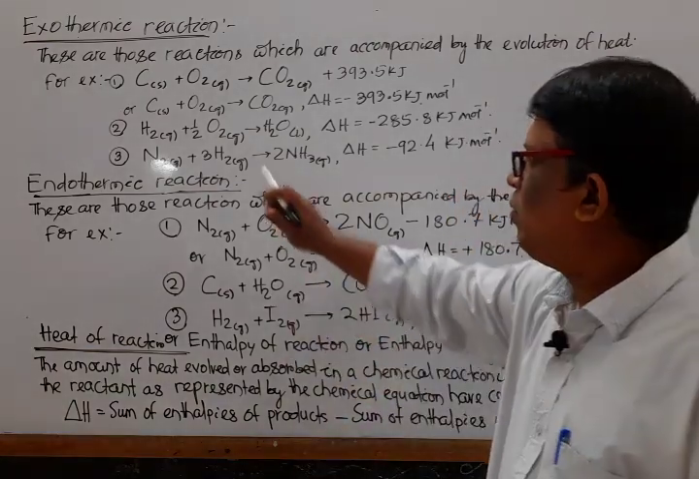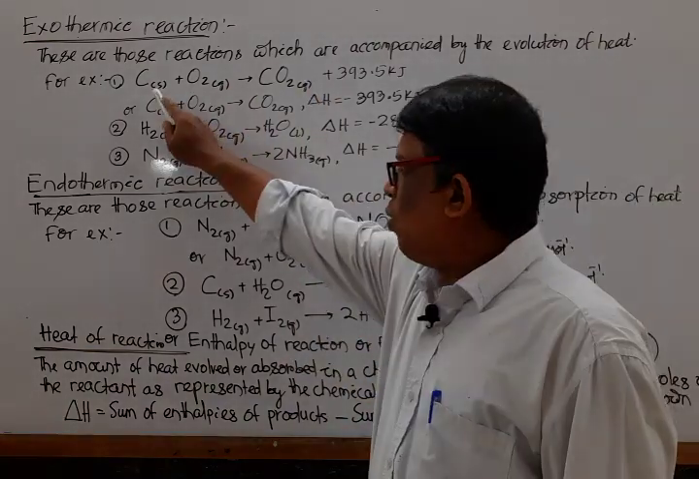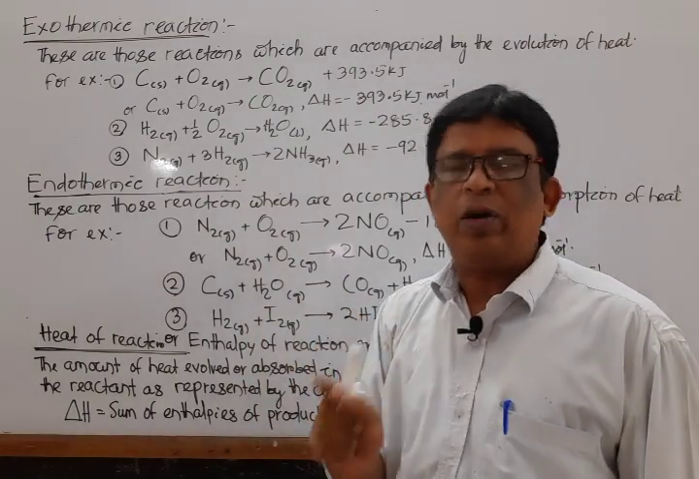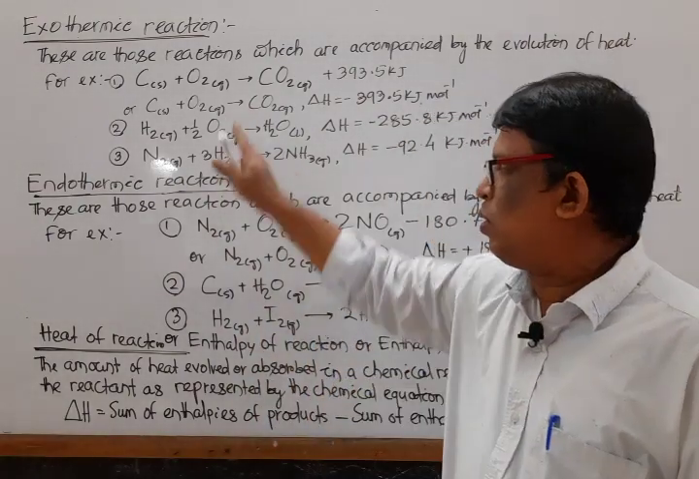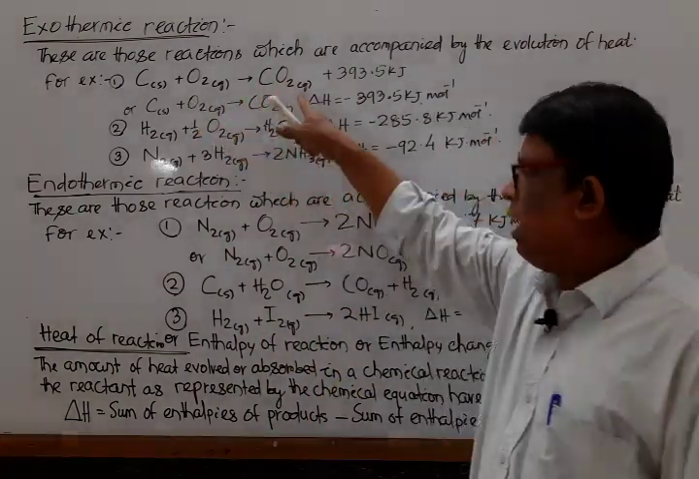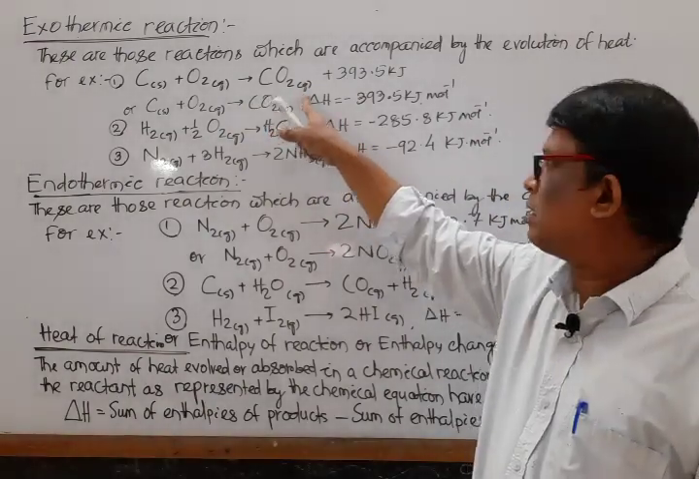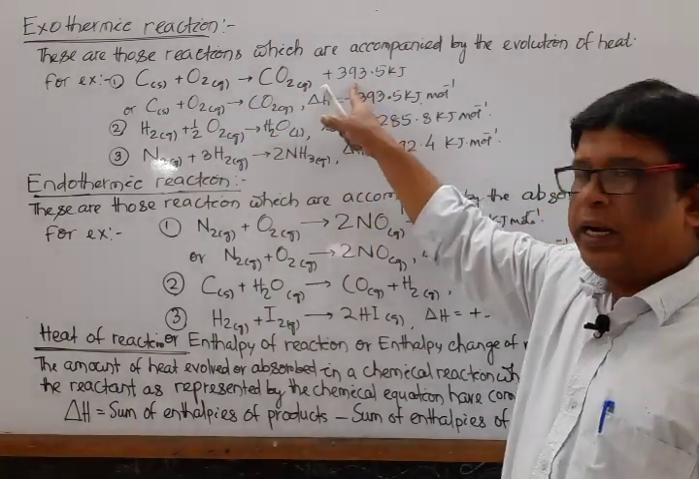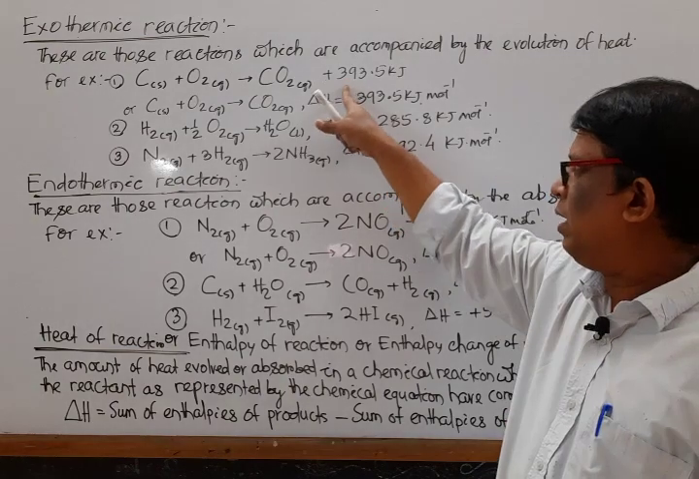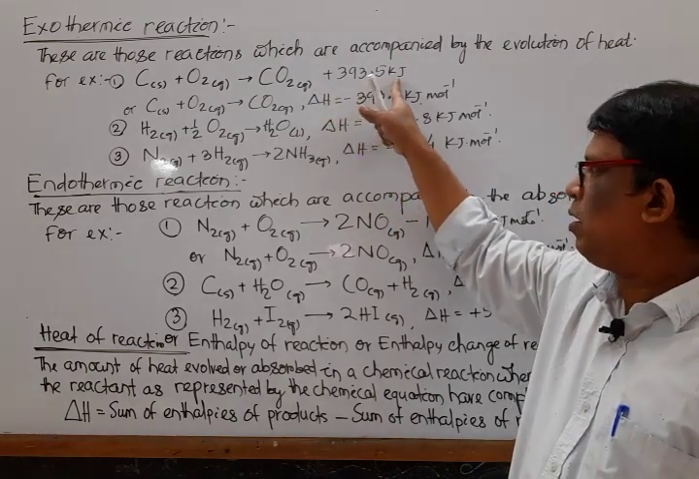Mark one example. It indicates that when 1 mole of carbon, that is 12 gram of carbon, undergoes complete combustion, resulting in the formation of carbon dioxide, then the amount of heat energy evolved is 393.5 kilojoule per mole.